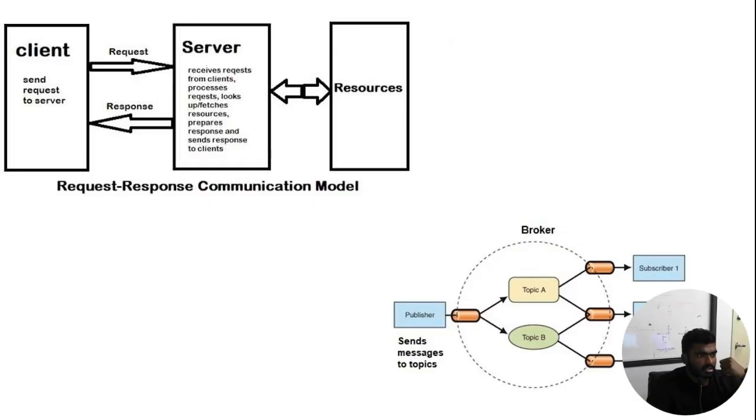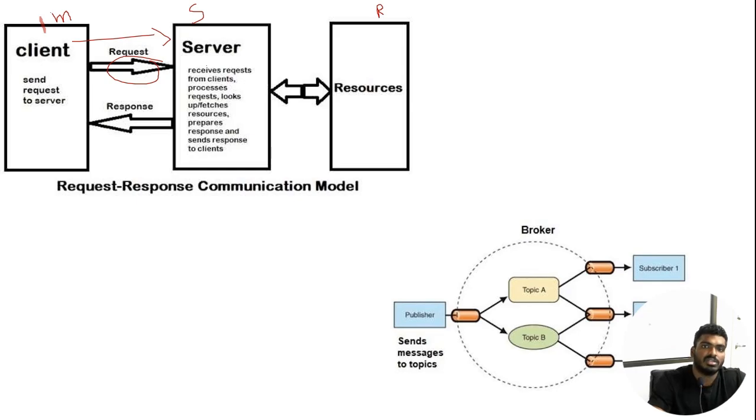The first is the request-response communication model. This is like a conversation, where one device asks for the data and another responds. For example, when you ask your smartphone assistant for the weather, let us consider this is your mobile, this is the server, and these are the resources of the server. Your mobile sends a request to the server.